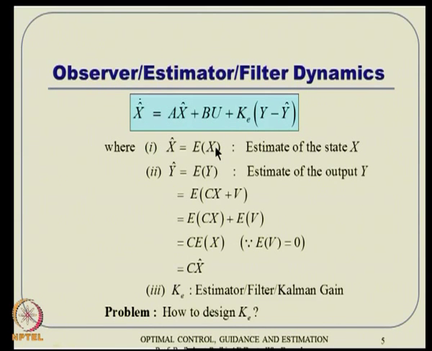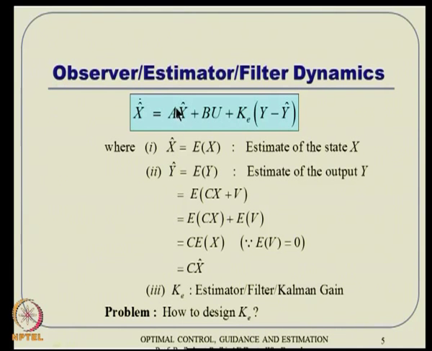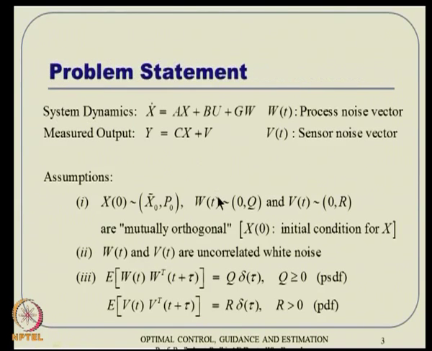First thing is we propose an observer dynamics, or sometimes an estimator dynamics or filter dynamics, people call it by different names. This is defined very close to what we already have here. x hat dot is A x hat plus B u plus K e times the innovation y minus y hat, where y is the actual measured output. And what is y hat?